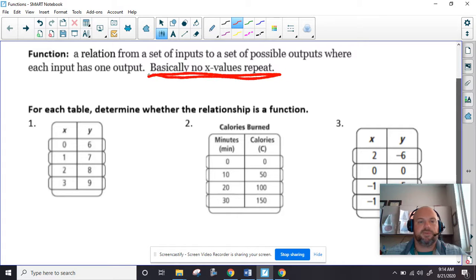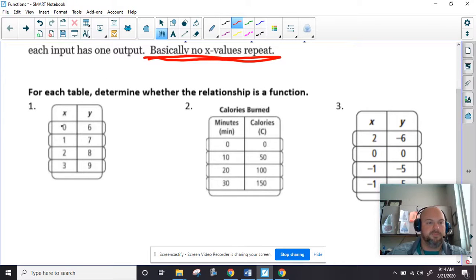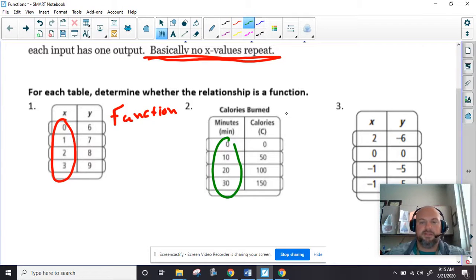In Jeffrey's world, basically no X values repeat. That's kind of what you need to know right now. That's the easiest thing to find out, and it will help out. So we're looking again right here at all the X's. Well, none of those repeat. So this is a function. Okay. Right here, none of those repeat. So this is a function.